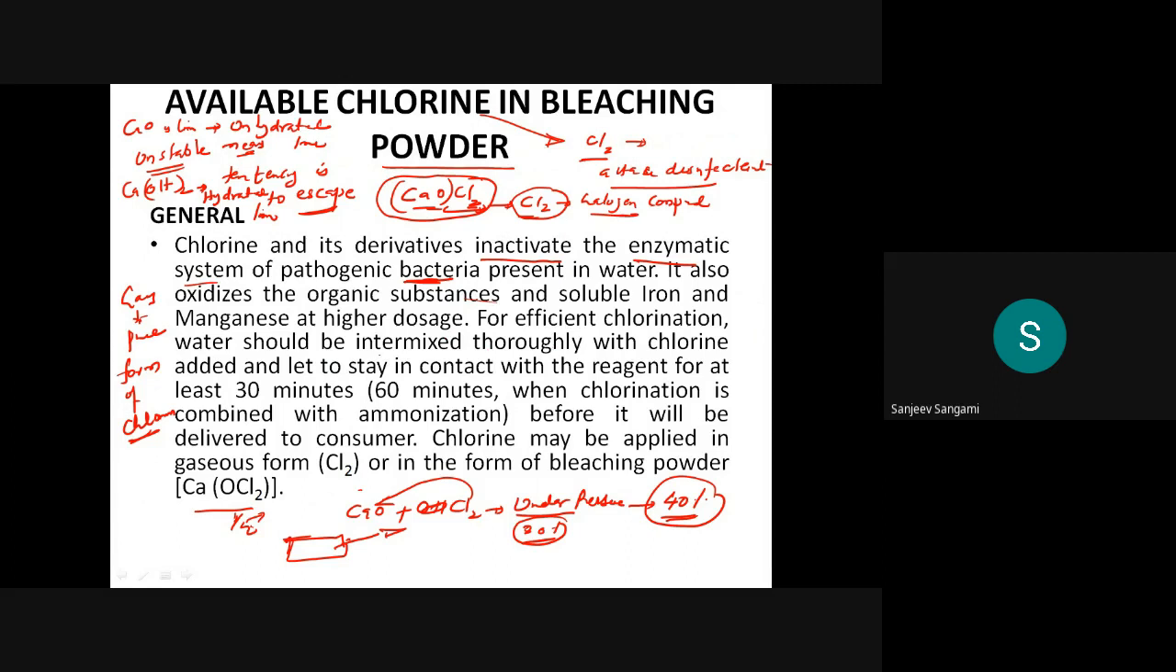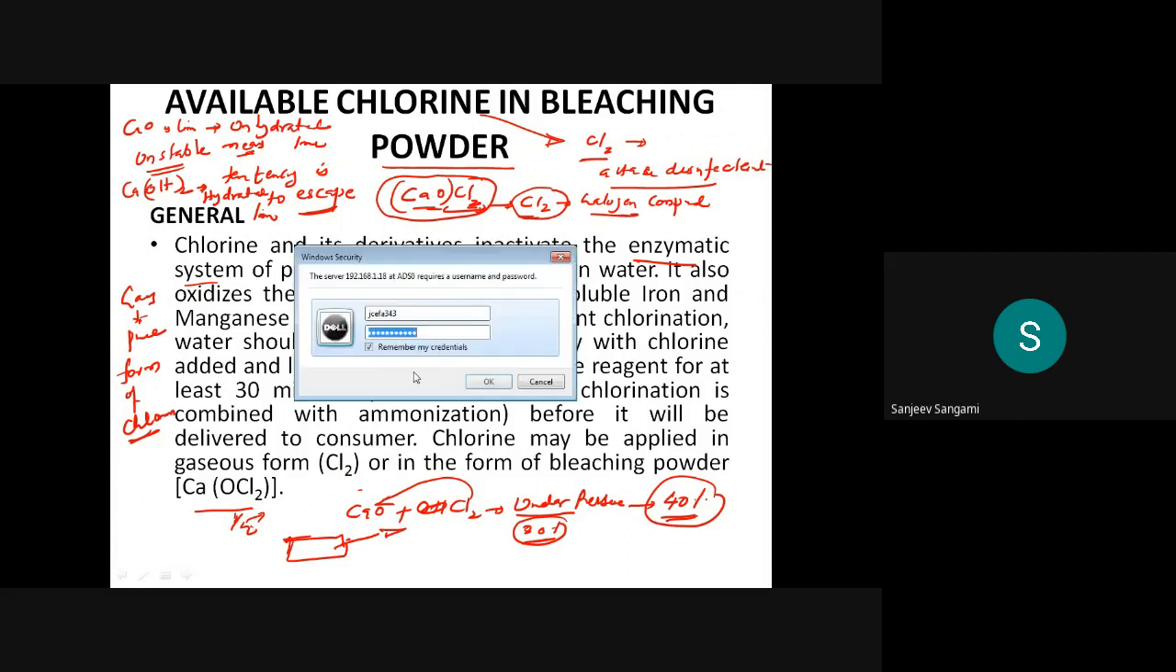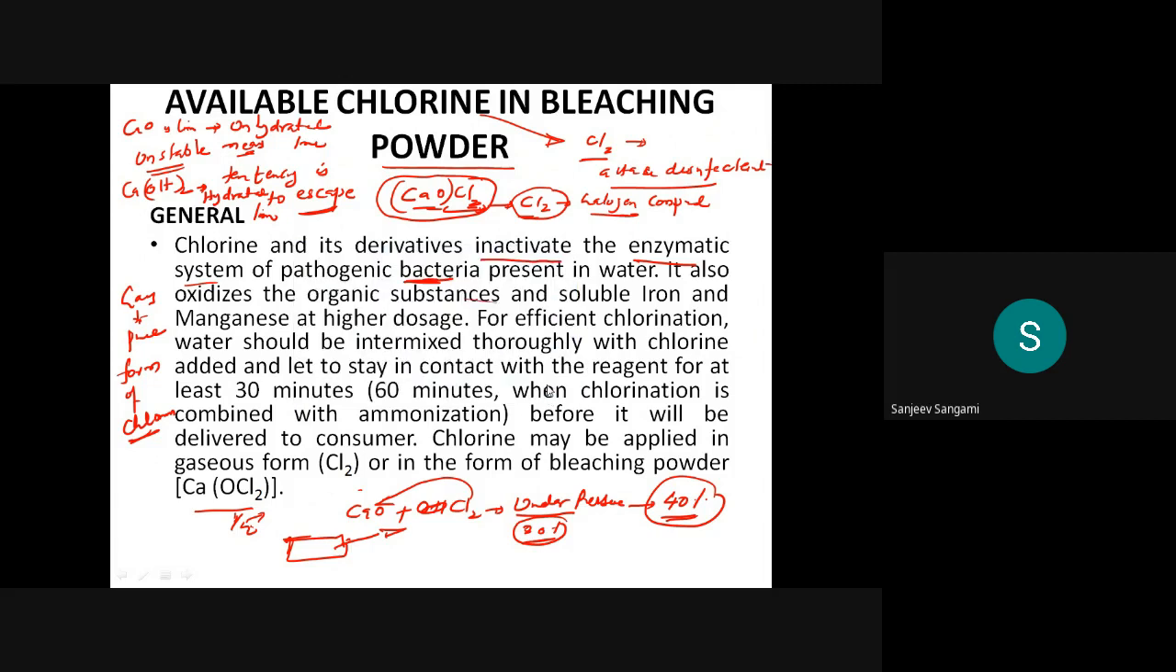For efficient chlorination, water should be intermixed thoroughly with the chlorine added, and left to stay in contact with the reagent for 30 minutes. Chlorination is also combined with ammonization; I'll explain why it is required before the water is delivered to the consumers. Chlorine may be applied in gaseous form or as bleaching powder, but here in our laboratory experiment we are following the bleaching powder.